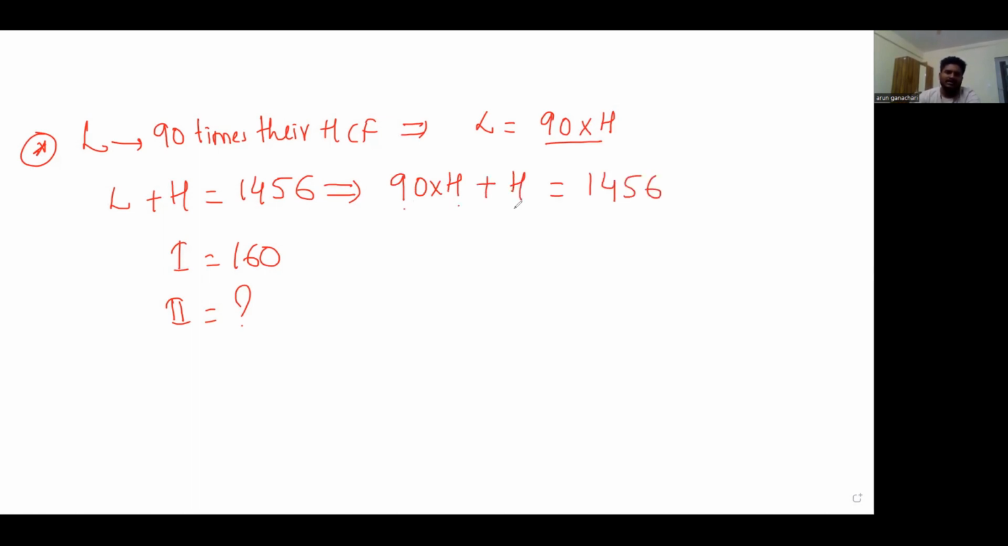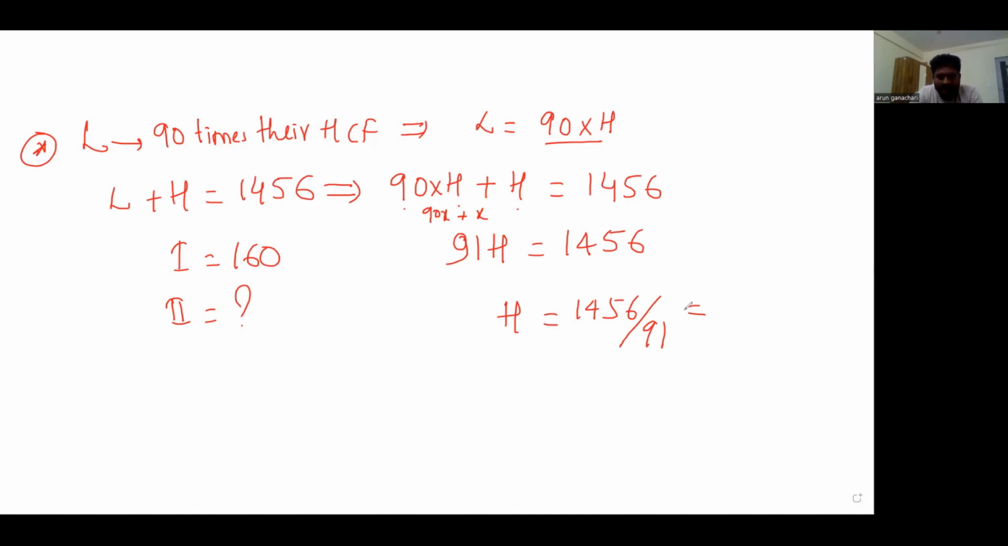So what is 90H plus H? It is 91H. 91H is equal to 1456. It is very similar to 90X plus X, which will be 91X. Similarly, it will be 91H. So H is nothing but 1456 divided by 91. What will be 1456 divided by 91?